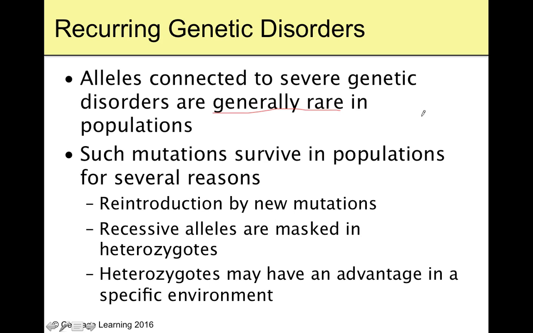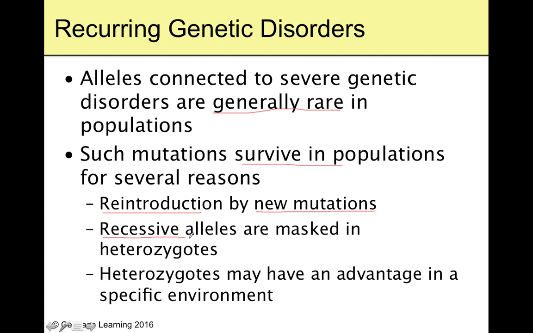You can have a disease or a disorder because of abnormal genetics and still successfully find a mate, produce offspring, have those offspring be viable and win that evolutionary game, so to speak. Such mutations survive in the populations for a variety of reasons. Sometimes they can be reintroduced by new mutations. Maybe it's not something you inherited from your parents. Maybe it's a mutation that's just now arising.